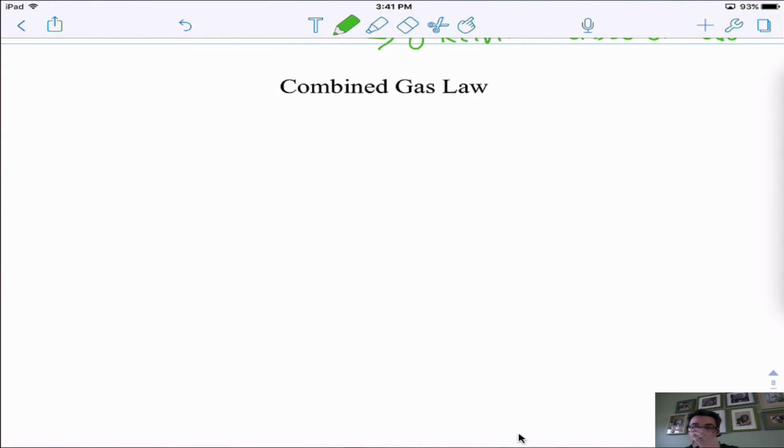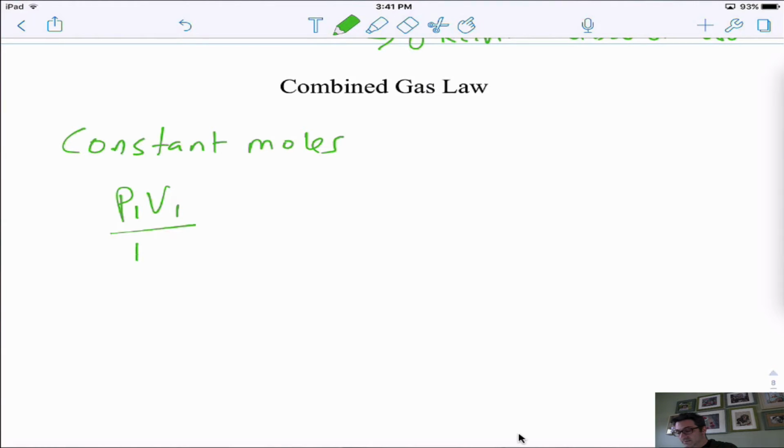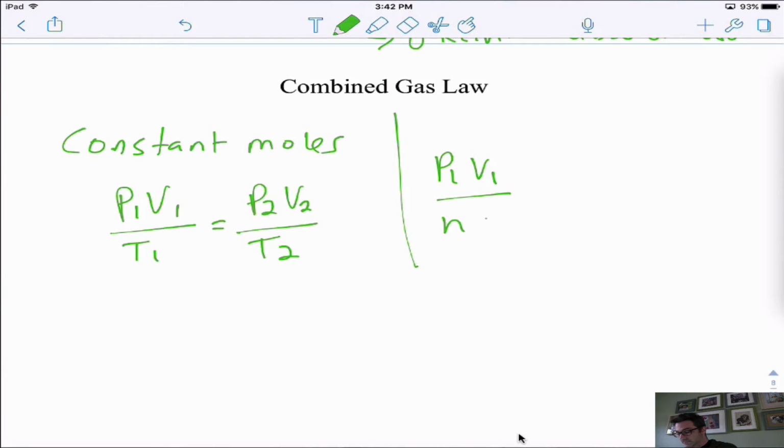Now what's nice is that we can combine all of these laws together into a combined gas law. And that combined gas law, if we have constant moles, we will have P1 V1 over T1 equals P2 V2 over T2. If we include moles and vary that, we have P1 V1 over N1 T1 equals P2 V2 over N2 T2.